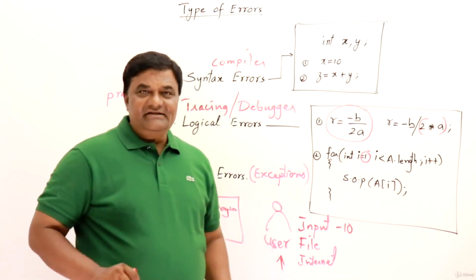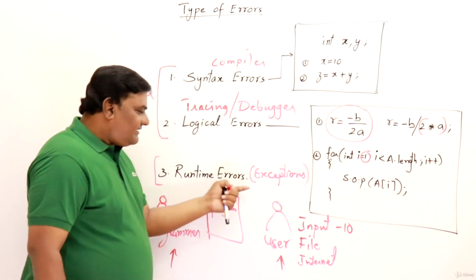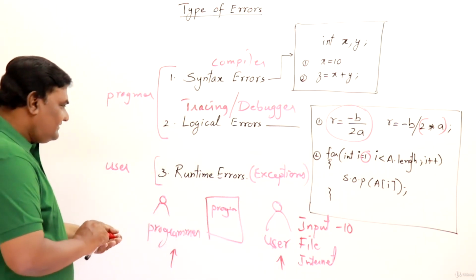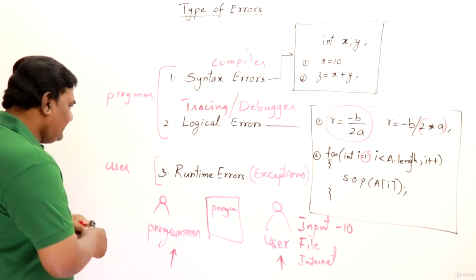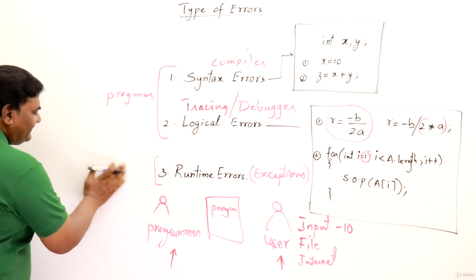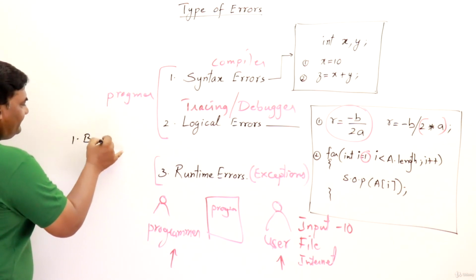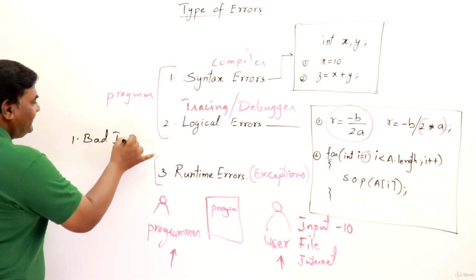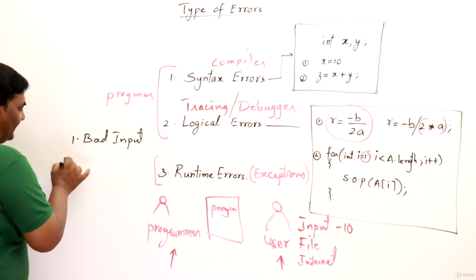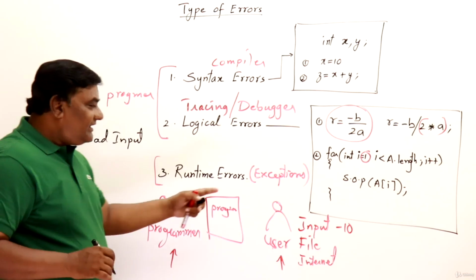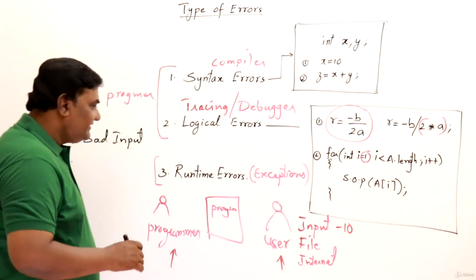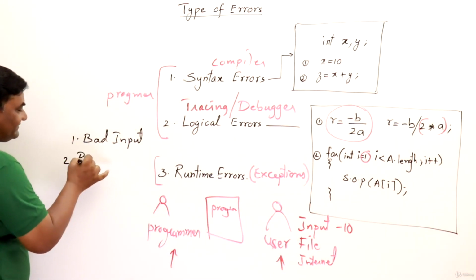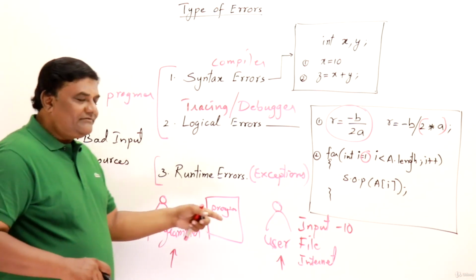So in short, we can say that runtime errors occur at the user end, and the cause of these errors is two things, I'll write them here. The first one is bad input, meaning the user has not given the proper input, and the second thing is the unavailability of resources. The problem is with resources. So these two reasons are because of the user.